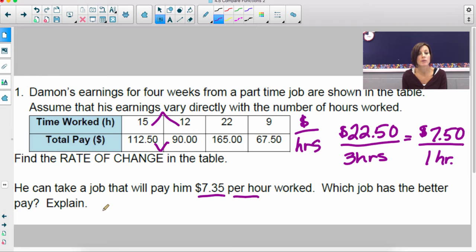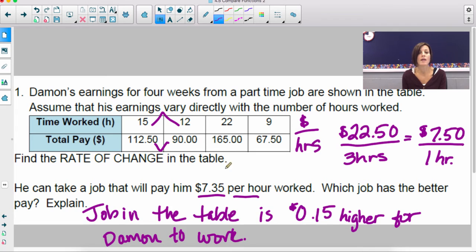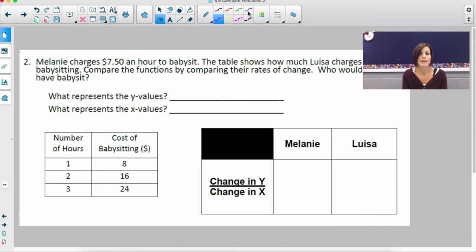Which job has the better pay? So the job in the table is 15 cents higher, or better, for Damon to work. Write some sort of sentence to explain why this job up here was better than the job that's $7.35 per hour.